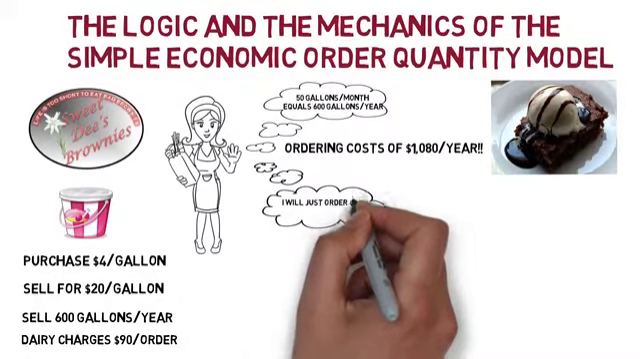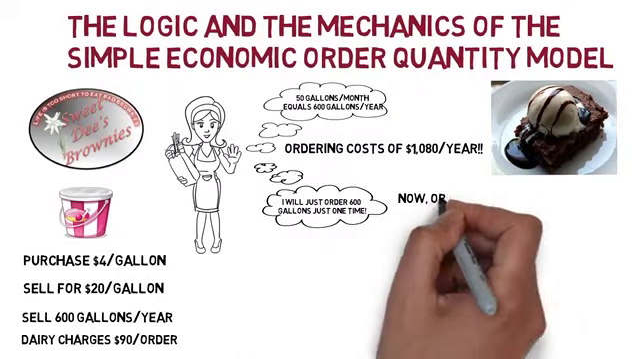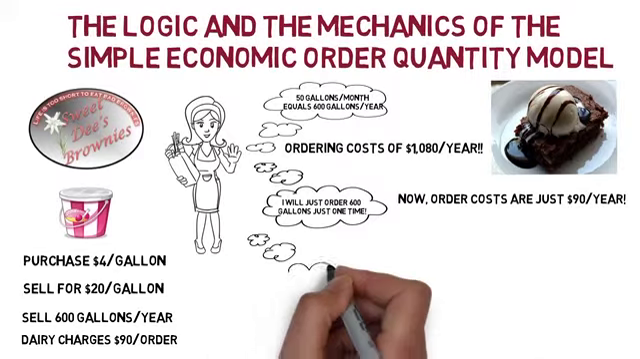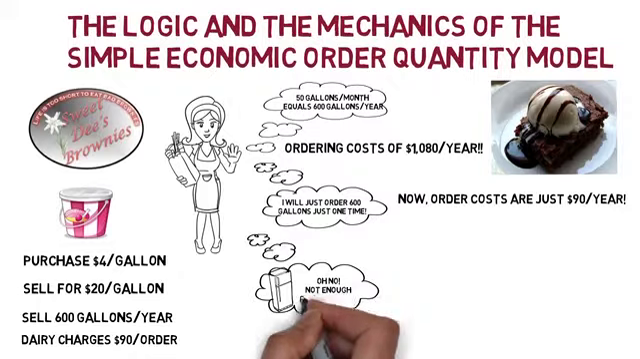Undeterred, Kiana thought, what if I just order all 600 gallons right up front? Then I'll only have to pay one $90 ordering fee. Kiana, however, was quickly disappointed when she realized that the brownie shop's freezer wasn't large enough to hold all of the ice cream. She remained determined. She looked at her options.